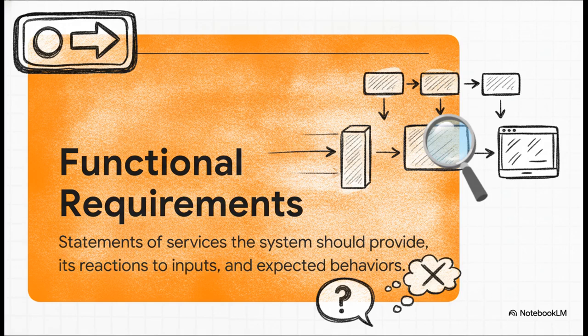If a user clicks a submit button, what happens next? What exact data does the system spit out? What services does it offer? And hey, sometimes functional requirements might even explicitly state what a system should not do.